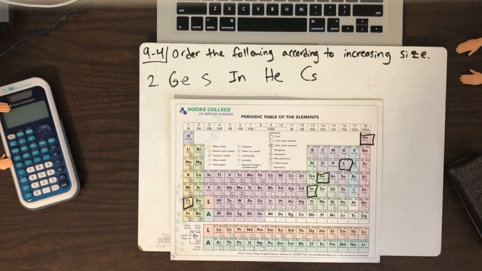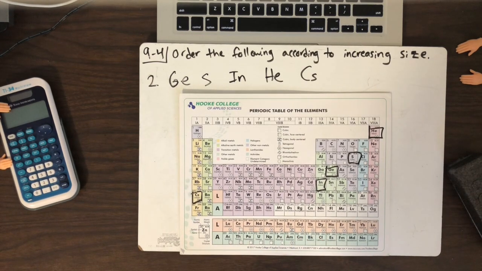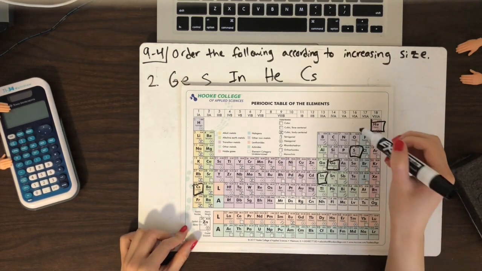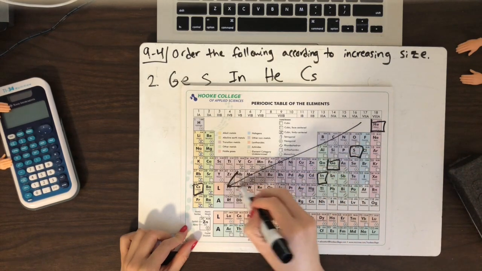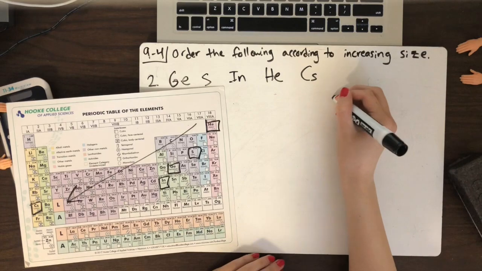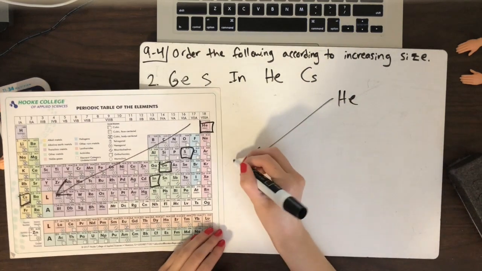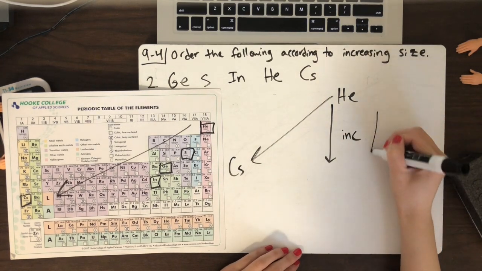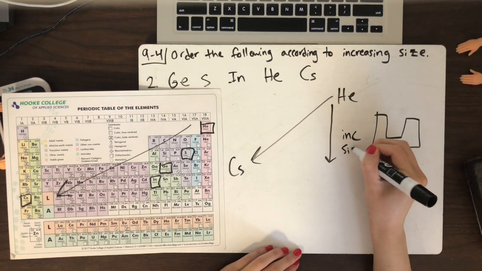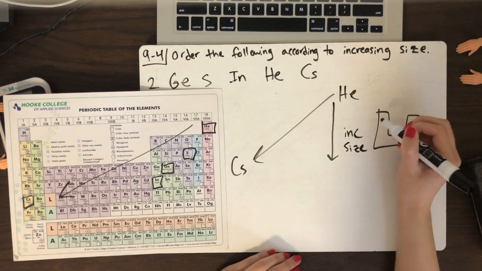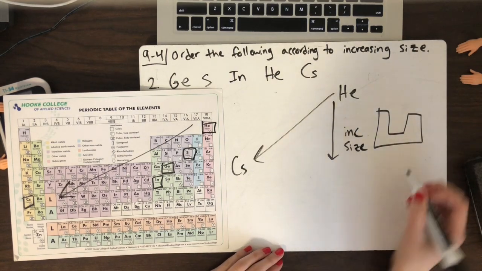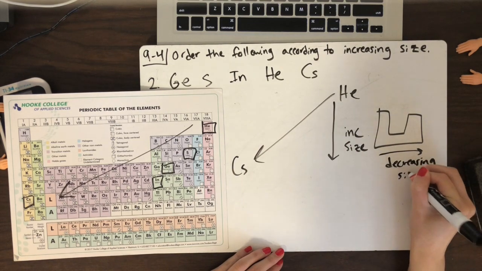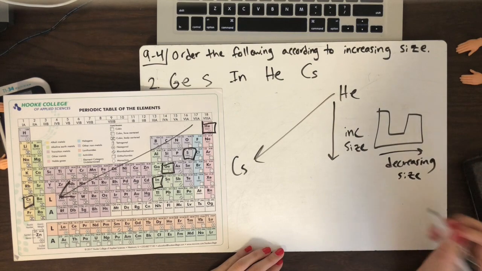The second series is Ge, S, In, He, and Cs. I marked it out on the periodic table so we can look at it. Think of it as a diagonal from helium to Cs. What's the trend? Going down the periodic table is increasing size because the shells are getting further and further away. Going to the right is decreasing size because it's the same shells, but more protons.